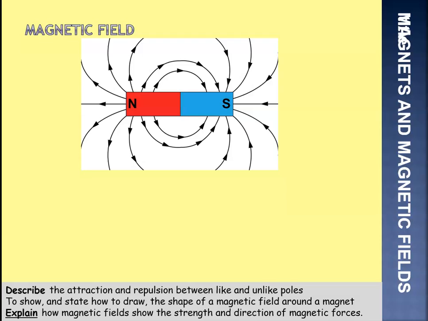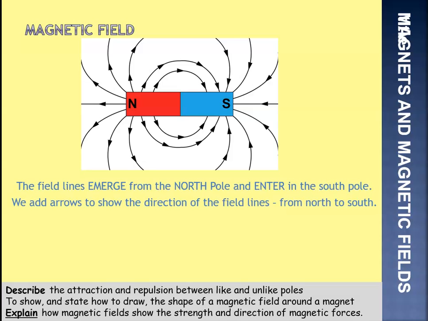There's a magnetic field for you, and we can see there are certain aspects of it that you'll need to replicate if you are drawing that magnetic field. So the field lines emerge from the North Pole and they enter back into the magnet at the South Pole. We add arrows to show the direction of the field lines from north to south, so whenever drawing your diagram of this, you need to make sure you're adding those arrows from north to south.